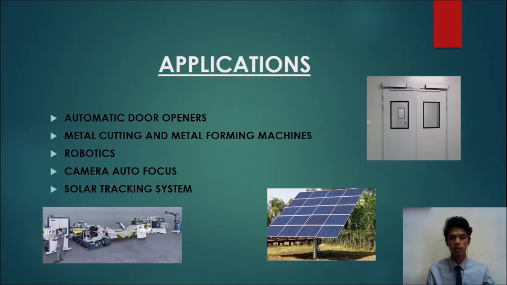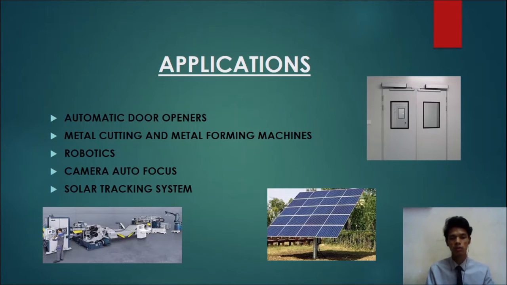Okay, next we have metal cutting and metal forming machines. Metal cutting and metal forming machines are used in industry. They provide precise motion control for milling machines, lathes, grinding, centering, punching, pressing, and bending in metal fabrication for such items as jewelry to automotive wheels. Okay, next we have robotics. We have camera autofocus, which uses a servo motor to focus more accurately for the camera.